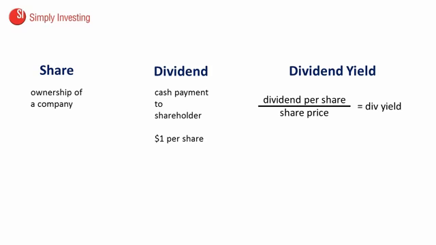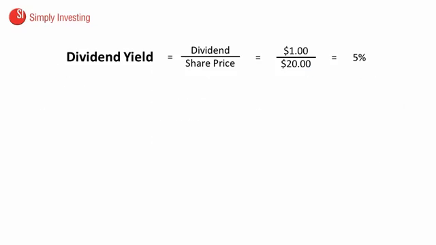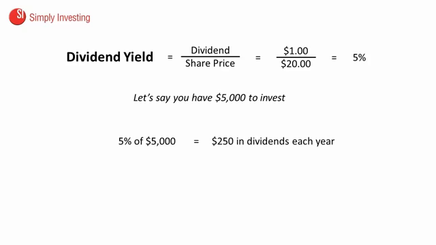The dividend yield is simply the dividend divided by the share price. So in this example, we'll take the same dividend of $1 per share, and let's assume the share price today is $20 a share. The dividend yield is going to be 5%. What the 5% represents here is the return on your investment while you're holding on to those shares. So let's say you have $5,000 to invest. 5% of that is $250 in dividends each year for as long as you own the shares and as long as the company continues to pay a dividend.